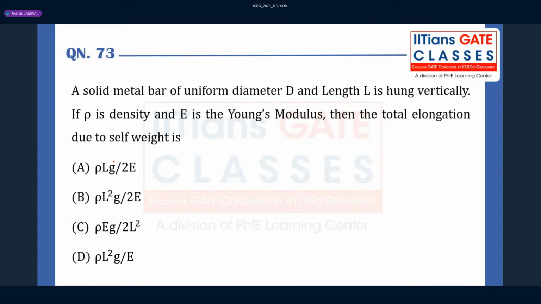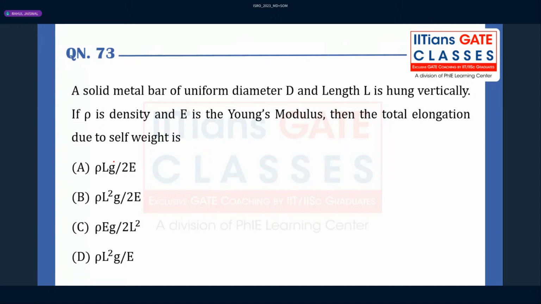Note on the next question. The next particular question they have asked is basically from the first chapter, that is the elongation of what? Elongation of a bar due to its own weight.